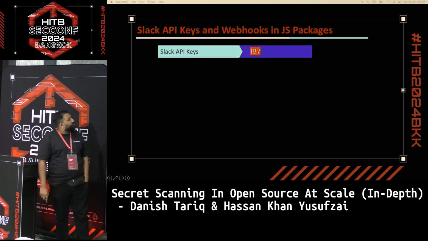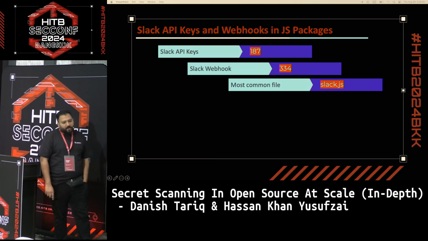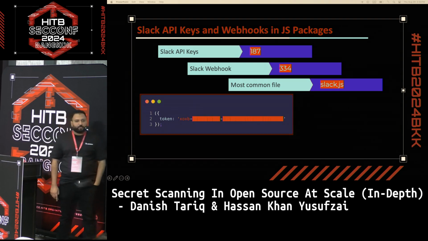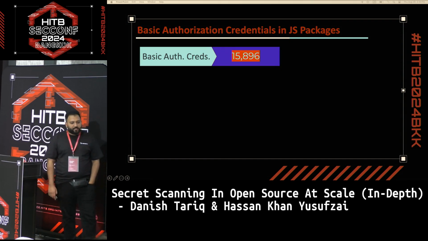Again, Slack: 187 Slack API keys in the NPM JS and webhooks were around 300, and Slack.js was the most common file. Some of the identifiers and code snippets from the NPM JS.